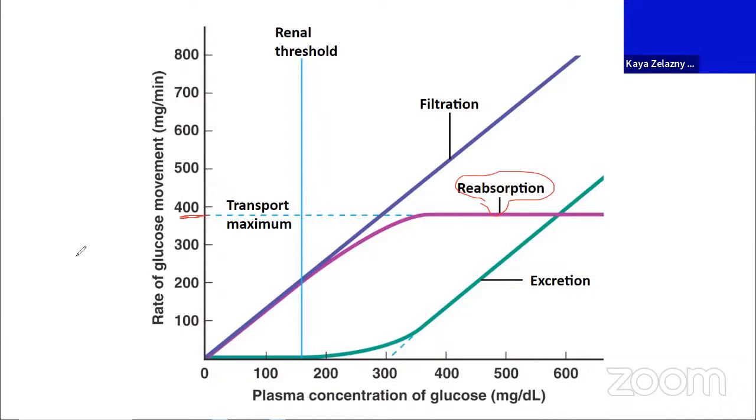So that's the relationship between these concepts, right? At the transport maximum, we see the maximum amount of reabsorption that we can possibly do using our existing glucose transporters. It's at the renal threshold that we start to see less reabsorption happening than filtration, because we're starting to saturate those glucose transporters.